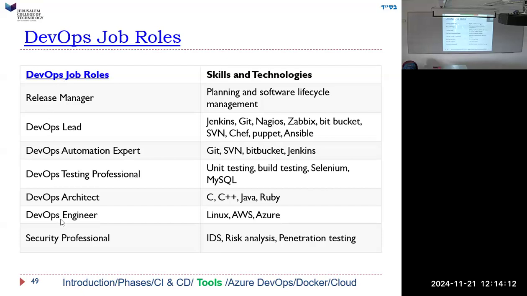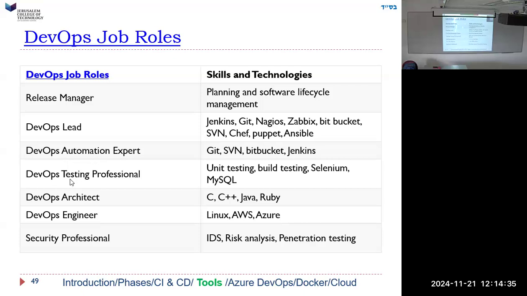So this could all be done by one person. You could have one person doing it or not. So you have a release manager who does planning and software lifecycle management, so he decides what should be released and when. Then a DevOps lead. He knows how to use all these tools.